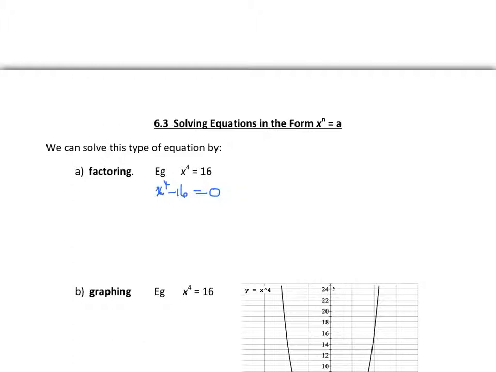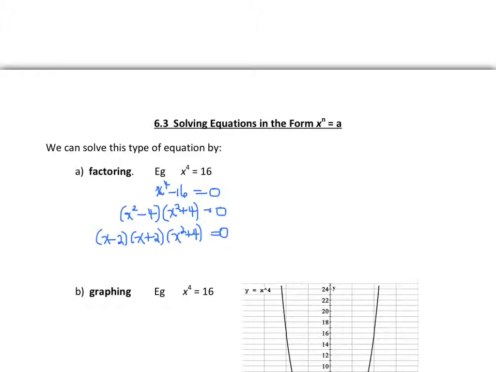Now that can be factored as the difference of squares. The square root of x to the exponent 4 is x squared, and the square root of 16 is 4. So we'll factor that as x squared minus 4 and x squared plus 4 equals 0. And then x squared minus 4 is a difference of squares again. So we'll factor that as x minus 2 times x plus 2 times x squared plus 4 equals 0.